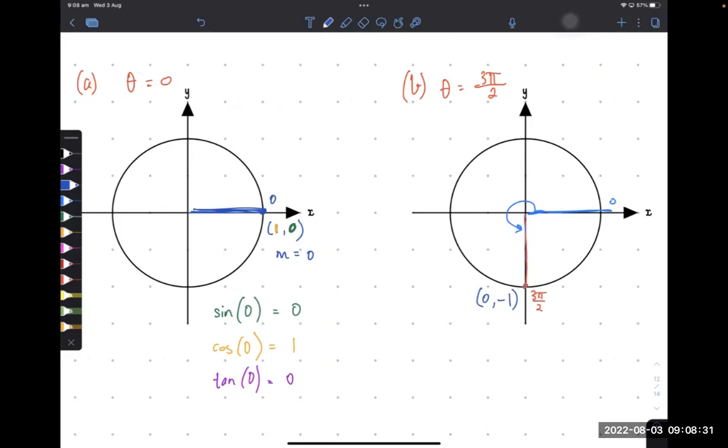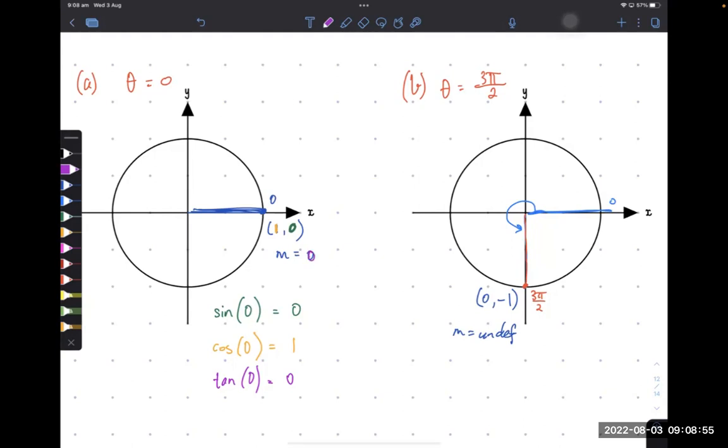And what's the gradient of that vertical line? 0 or undefined? Undefined. Why? Because it's a vertical line. Can you climb a vertical wall? No, undefined. If it's flat, you can walk on flat ground, so that's a gradient of 0. I'm just going to write undef for undefined.